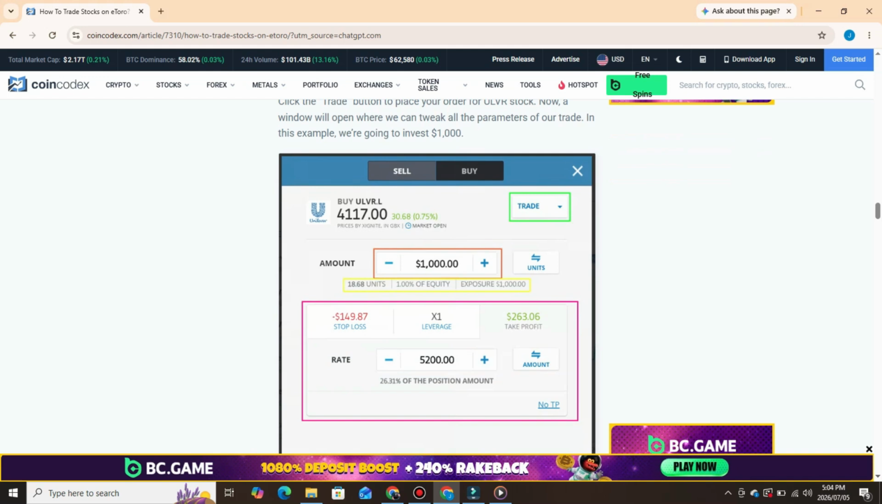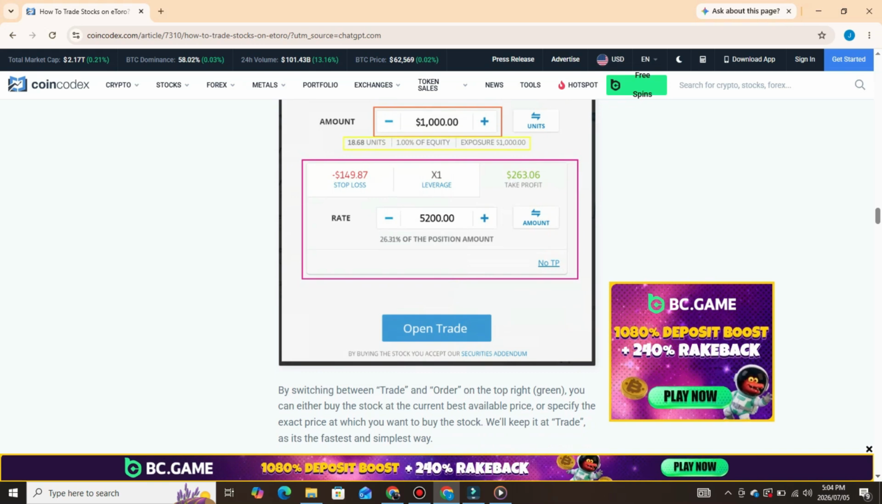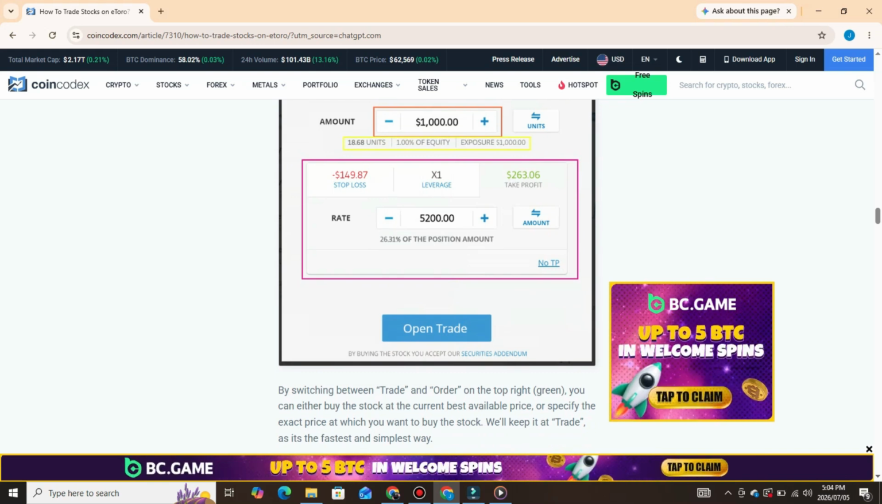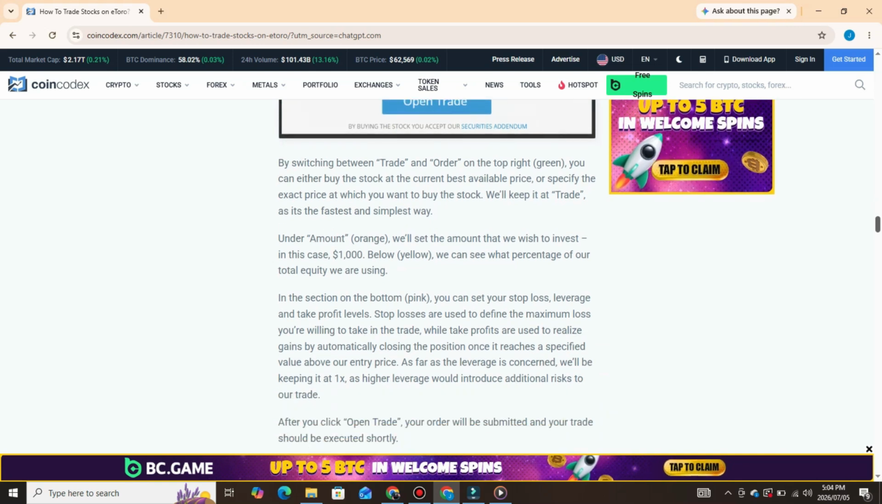Now, a window will open where we can tweak all the parameters of our trade. In this example, we're going to invest $1,000. By switching between trade and order on the top right, you can either buy the stock at the current best available price or specify the exact price at which you want to buy the stock. We'll keep it at trade, as it's the fastest and simplest way.